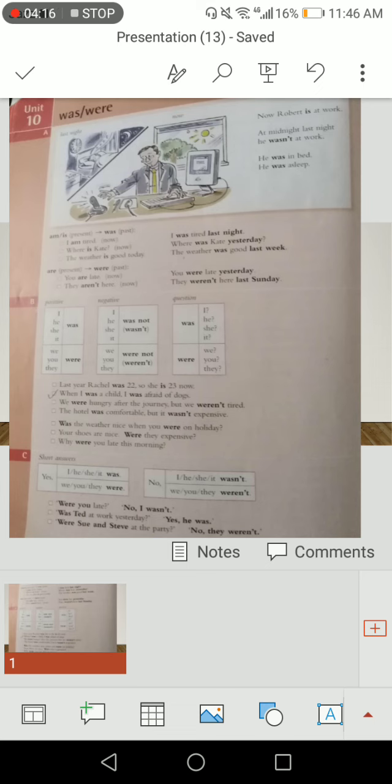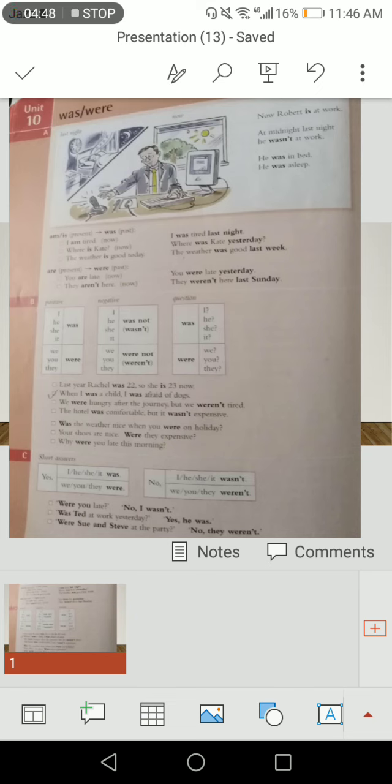But how do we apply the short answers in the past? Yes I was, yes he was, yes she was, yes it was, yes we were, yes you were, yes they were, no I wasn't, no he wasn't, no she wasn't, no it wasn't, no we weren't, no you weren't, and no they weren't. You may also say wasn't and weren't, like was not and were not. Were you late? No, I wasn't.